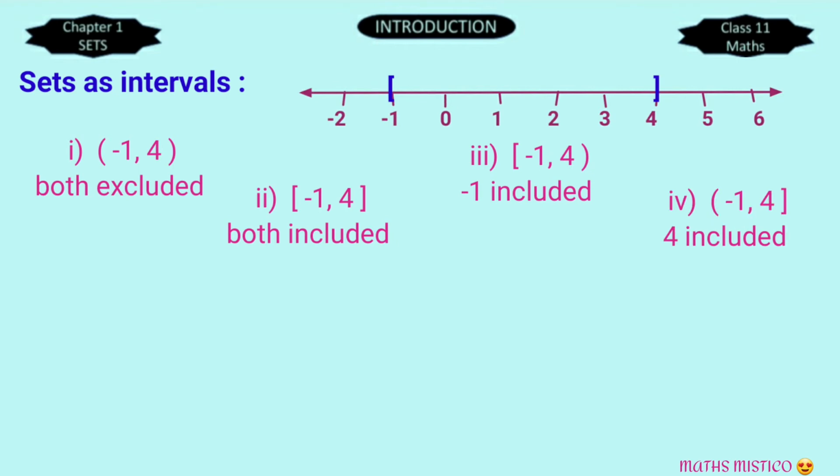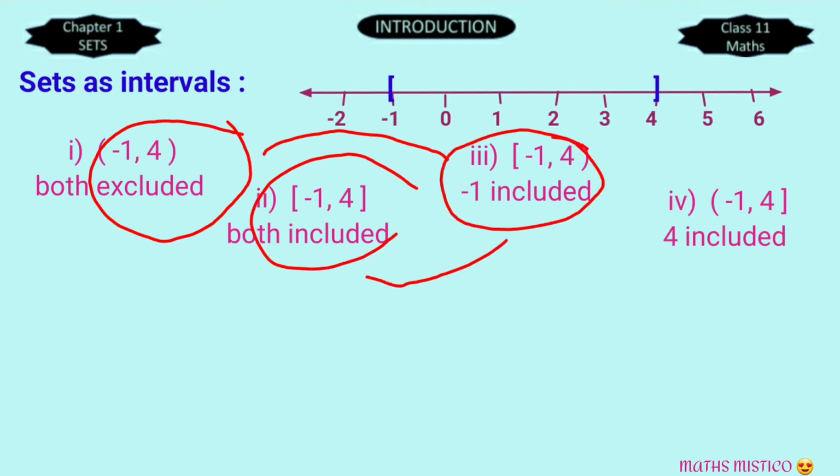So are the 4 types of intervals clear to you? So can we say that (-1, 4) is a subset of this, which is again a subset of this? Yes. One element is added in every step here.